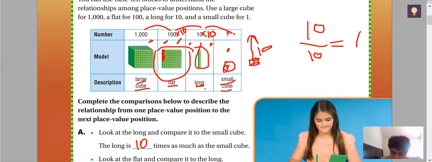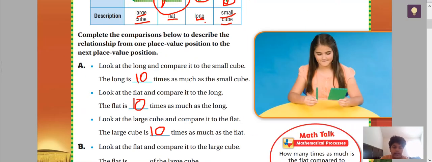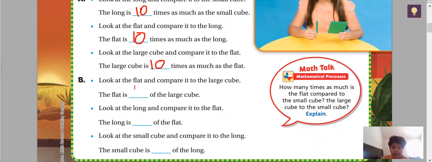Then we go over here. This is 1/10 of a flat, because there's 10 of these longs, and there's one long right here. So this one long right here is 1/10 of this flat. And same thing over here. So the answer over here would be 1/10.